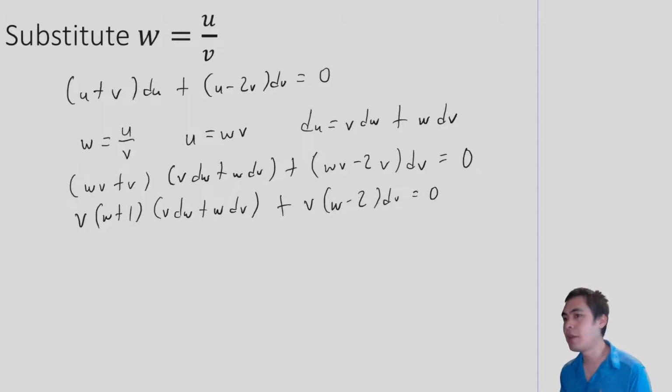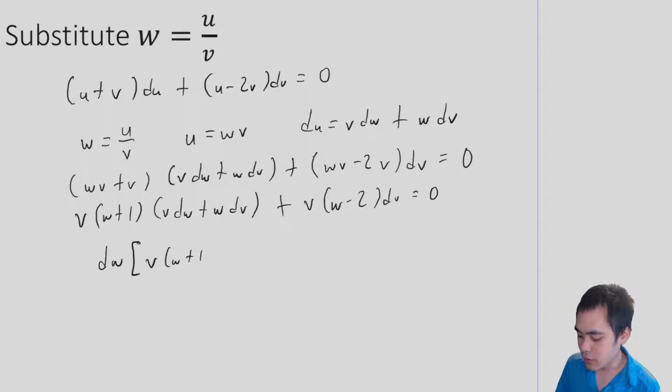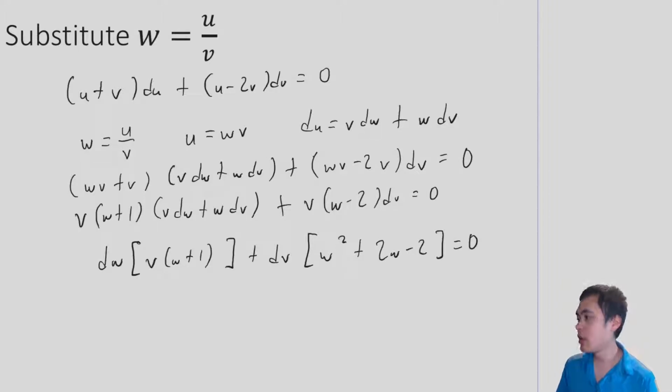I'm going to divide by v, so you have to be a little bit careful about dividing by v, because if v is equal to 0, then things don't work. But of course, if v is equal to 0, then your substitution itself wouldn't work either. So we're going to play a little fast and loose with division here. After rearranging things slightly, you'll end up with dw times v(w plus 1) plus dv times (w squared plus 2w minus 2). I skipped a couple steps here, but basically all I'm doing is multiplications and manipulations. So I'm expanding out and then combining everything back together, and you end up with this particular formula.